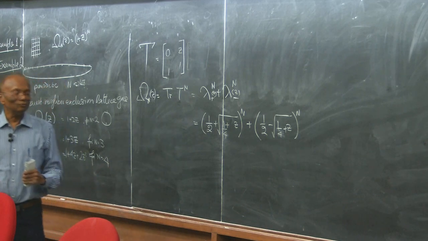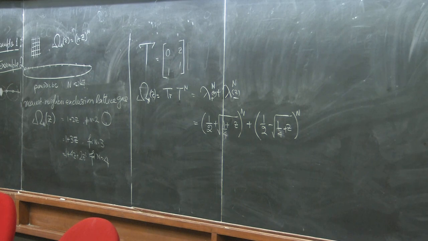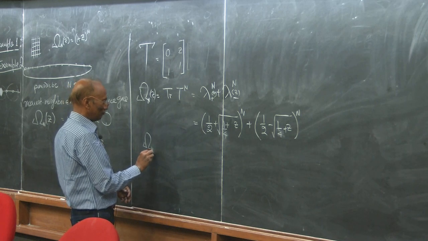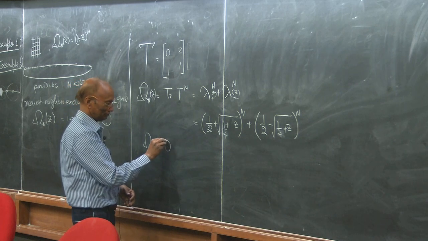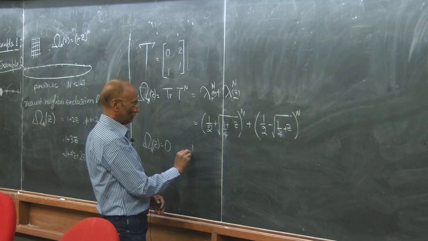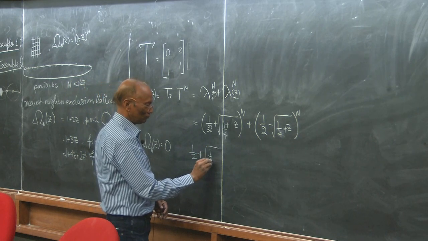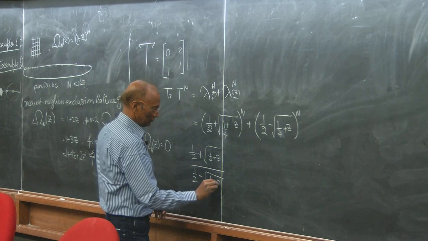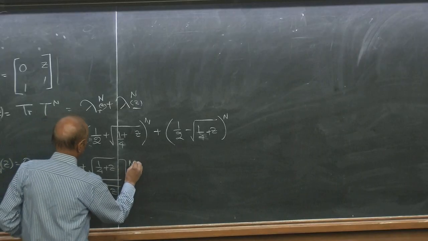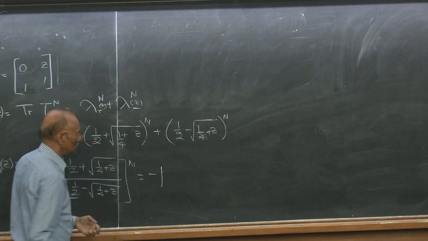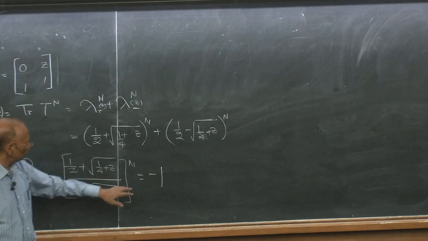Now, what are the zeros of this function? In this case, it's actually easy to see. So I want to solve this equation, omega n of z equal to 0. So this should be equal to this with a negative sign. So I get (1/2 plus square root 1/4 plus z) over (1/2 minus square root 1/4 plus z), to the power n, equal to minus 1. Okay, so that's easy to solve because this nth root of unity I can write down, and then this should be equal to nth root of unity.